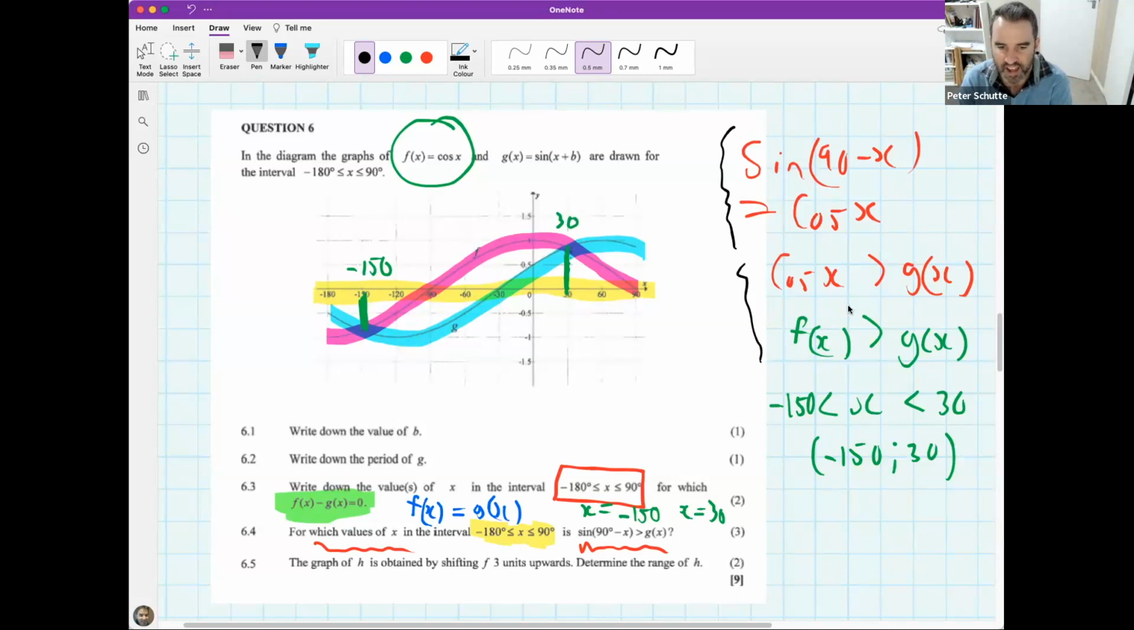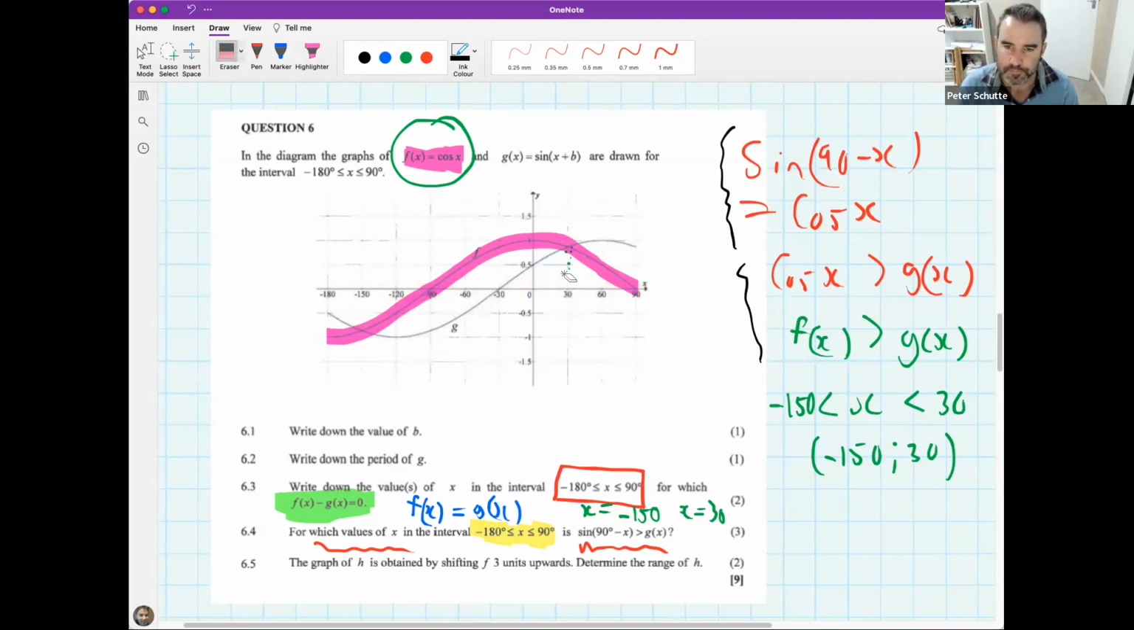It says the graph of H is obtained by shifting F 3 units upwards. Determine the range of H. So this is saying, look at the graph F. Which one was F? F was the purple one. So let me get my purple. So F is the purple. And let me even get rid of some of this other stuff because it's just distracting for me at the moment. So it's saying H is obtained by shifting F upwards by 3 units. What is the range of this new graph H?